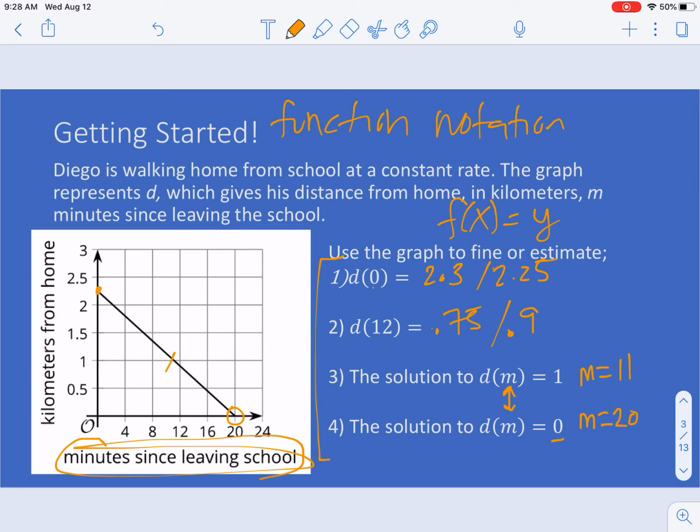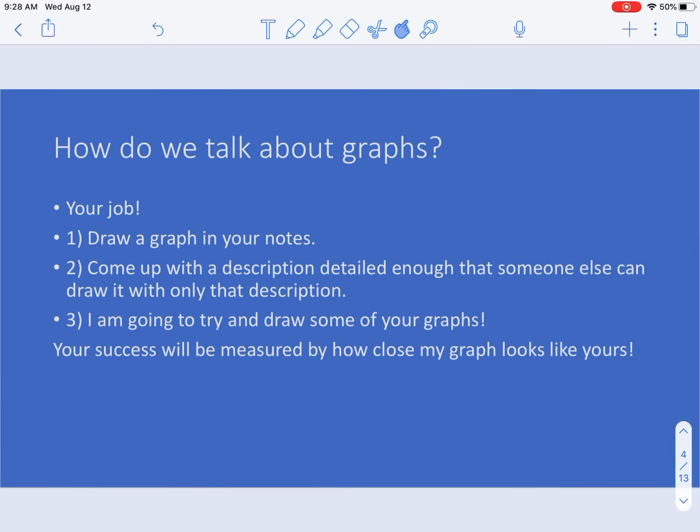The next thing we asked was just to kind of clarify this statement. What would that mean in your own words? So in the context of the problem, what does this point mean? Go ahead and try and come up with that on your own. And we said that this meant that it took Diego 20 minutes to make it home because he is 20 minutes away. That's how long it took, and the distance is now 0.